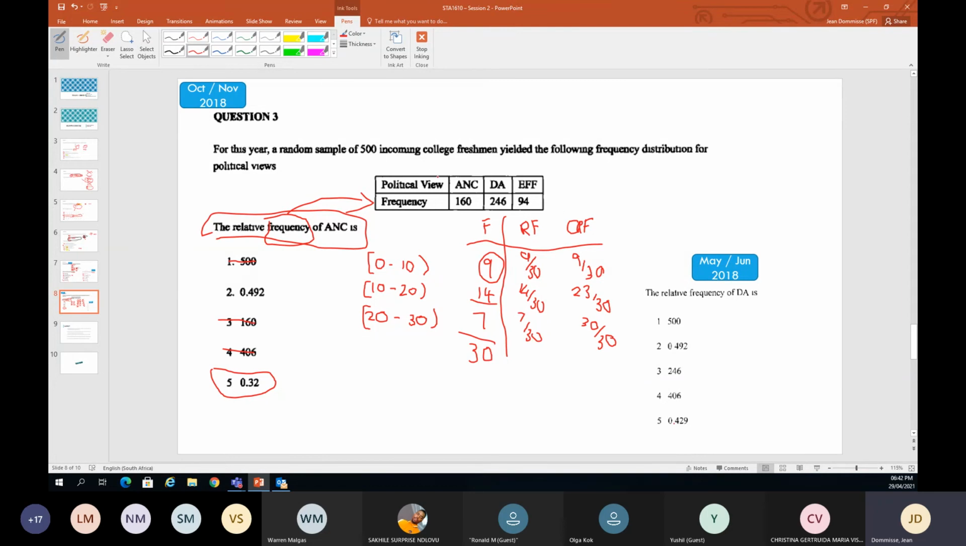It is very difficult for them to ask cumulative in a categorical way, unless they ask you what is the relative frequency of voting ANC or DA, then you would add the two. Okay, but otherwise very difficult to get a cumulative unless they tell you which ones are cumulative.